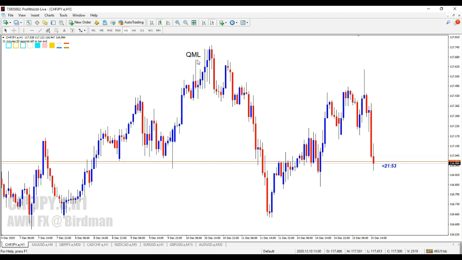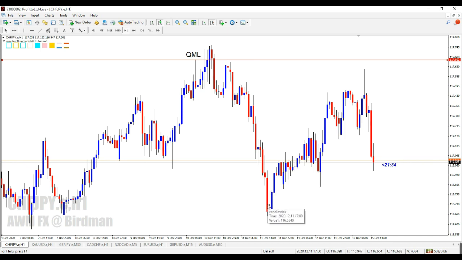So this is the head, this is the left shoulder. Of course, same thing, same process. Put a line across. This is the QML, the Quasimodo Level, and then the price came down and broke the low, either this low or this low. It broke all the lows before it started moving upwards.